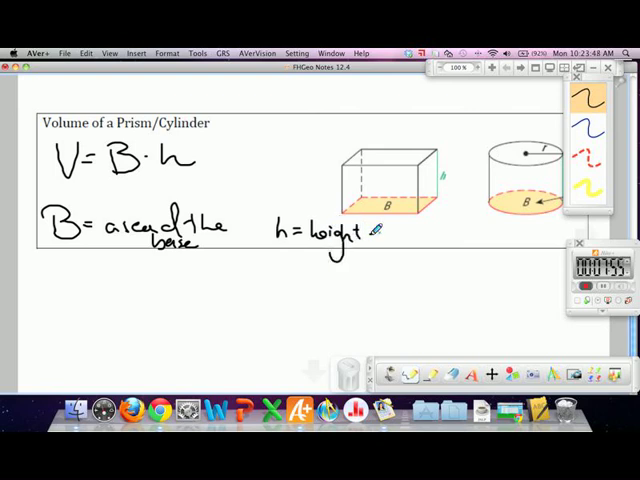Again, this is a generalized formula for all prisms and cylinders. If you have a rectangular prism, this breaks down to your relatively familiar formula: length times width times height. But it doesn't have to be a rectangular prism. It very, very much could be a triangular prism, or a trapezoidal prism, or whatever. You calculate the area of the base, then multiply by the height.